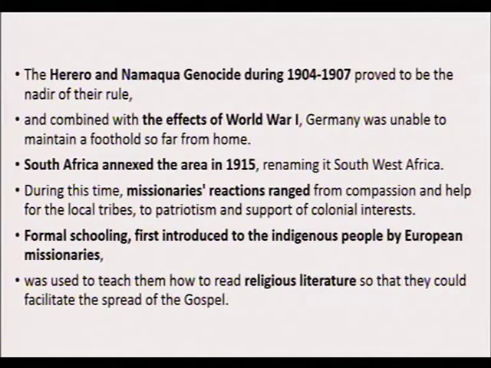South Africa then annexed the area in 1950, renaming it Southwest Africa. During this time, missionaries' reactions ranged from compassion and help for the local tribes to patriotism and support of the colonial interest. Formal schooling, first introduced to the indigenous people by European missionaries, was used to teach them how to read religious literature so that they could facilitate the spread of the gospel.